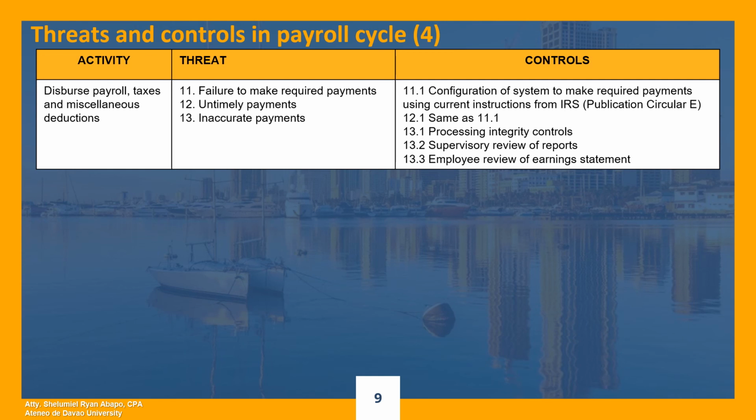How do we mitigate these particular threats of failure to make the required payments, untimely payments, and inaccurate payments? One is to configure the system to make required payments using current instructions from the IRS, in our case, the BIR, processing integrity controls, supervisory review of reports, and employee review of earnings statements. Okay?